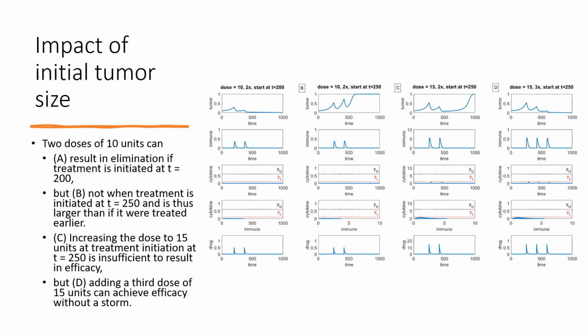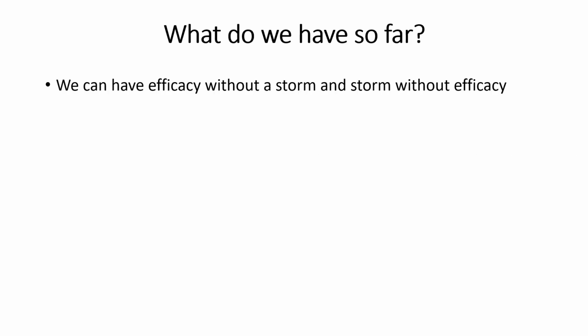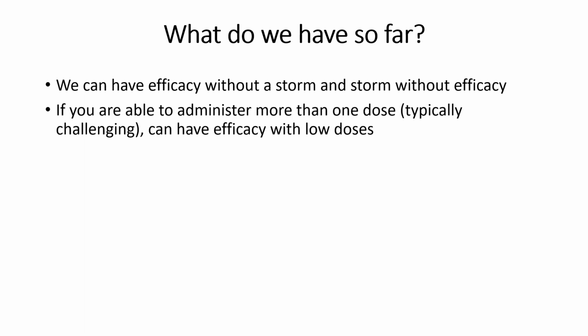I mean, it intuitively makes sense. You have a larger tumor to eliminate, you need stronger immunity to do it, but still it's helpful to visualize that this is important. So what do we have so far? We know that we can have efficacy without a storm and storm without efficacy. If you're able to administer more than 1 dose, which is for CAR T cells at least typically challenging, they're hard to manufacture, but still you can have efficacy with low doses, so probably lower likelihood of storm. Initial tumor size matters for efficacy.